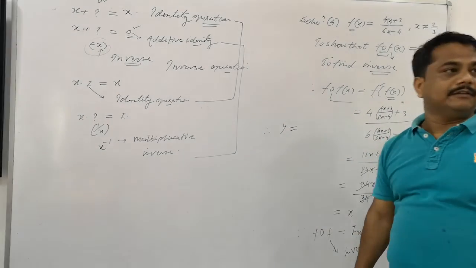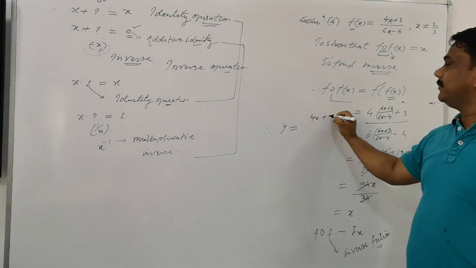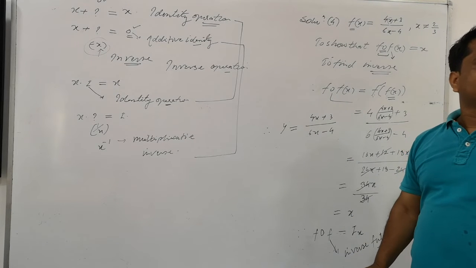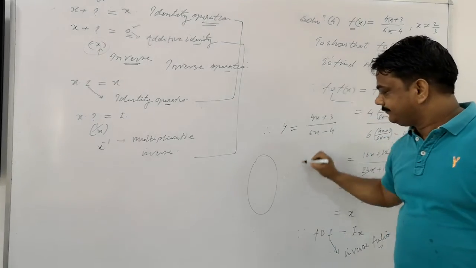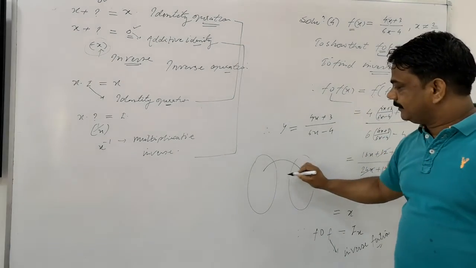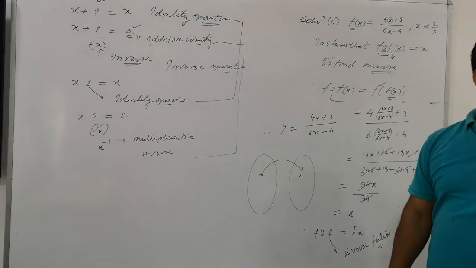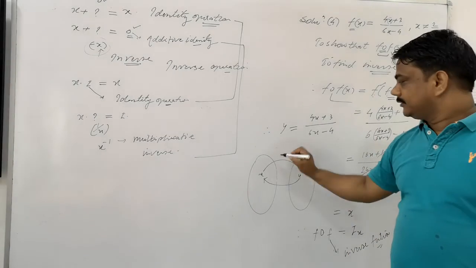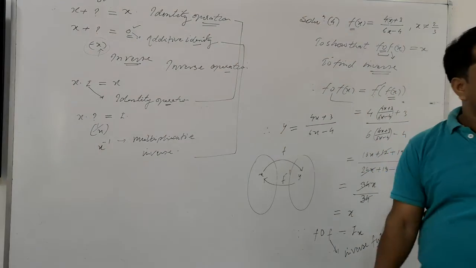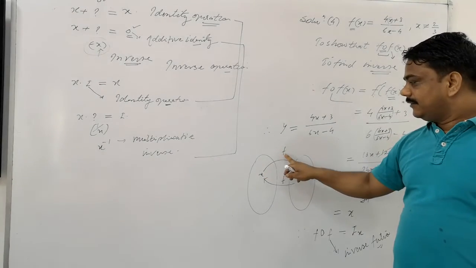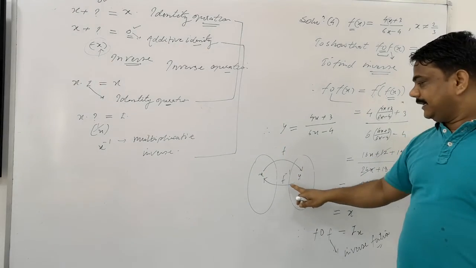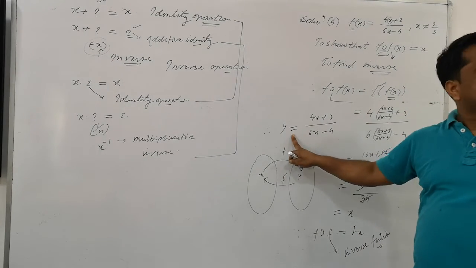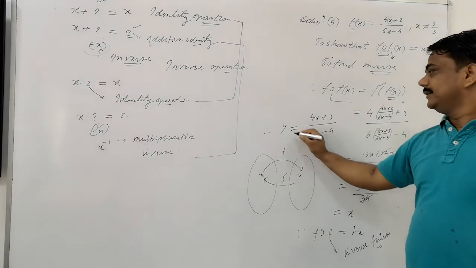We'll suppose y is equal to 4x plus 3 divided by 6x minus 4. Clear? Inverse operation means, under an operation x gives you y, so under the reverse operation y gives you x. So this is your f and this is your f inverse. f is the function of x and f inverse is the function of y. So we are finding x is equal to, that is y.